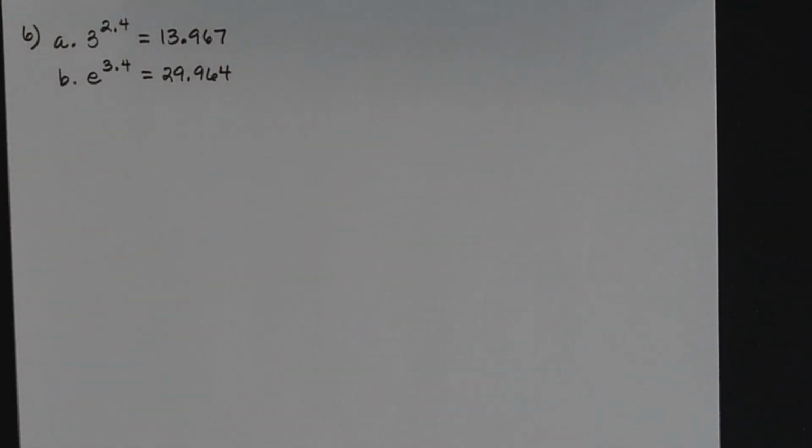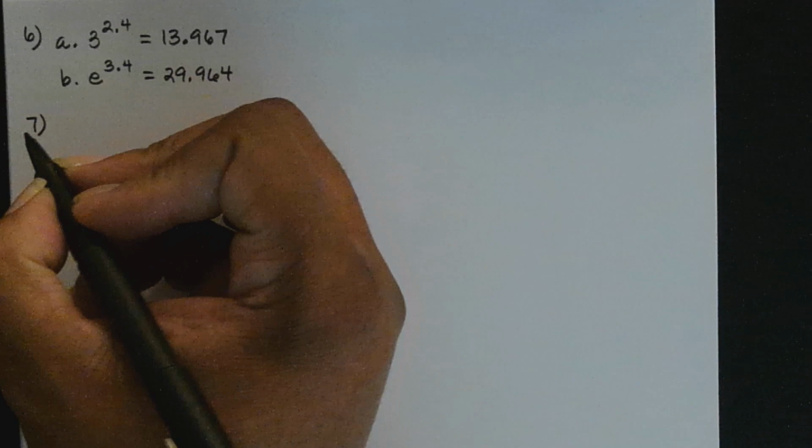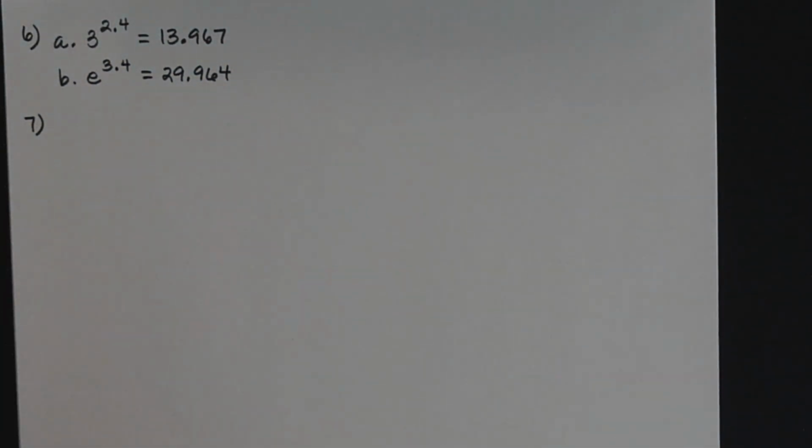All right, any questions about problem number 6? Okay. All right, number 7. We're going to find the accumulated value of an investment of $10,000 for 5 years at an annual interest rate of 8% if the money is A, compounded quarterly, and then B, compounded continuously.